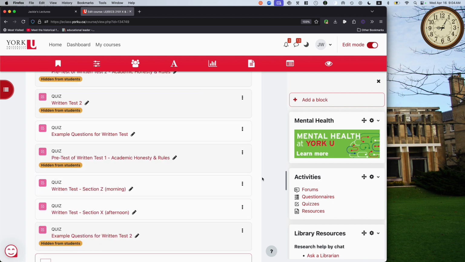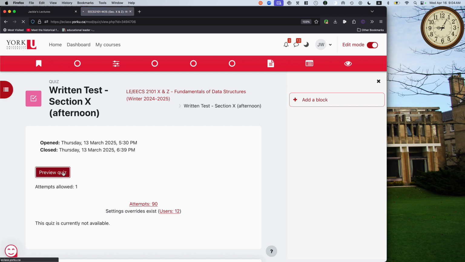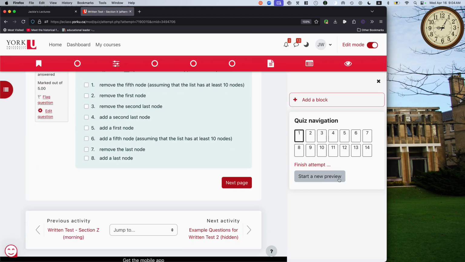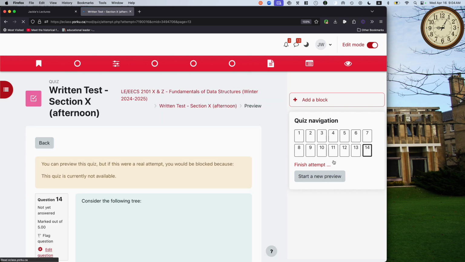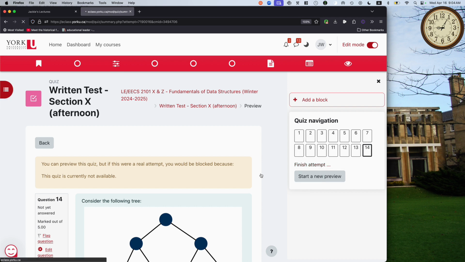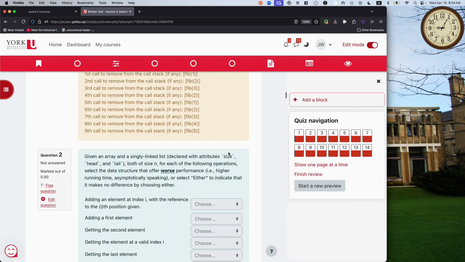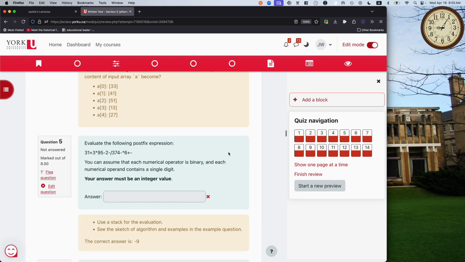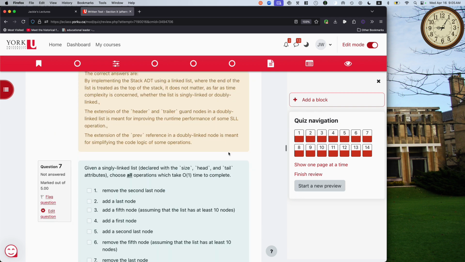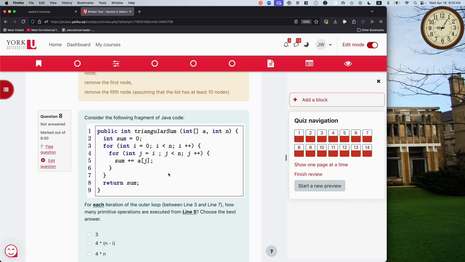Just give me one moment. It doesn't matter which section it is. So, start a new preview, and then go here, and then finish. So we'll look at the answer and the question together. Okay, so you mentioned triangular sum, so it should not be here, of course. Oh, triangular sum. Yes, over here. What about it?